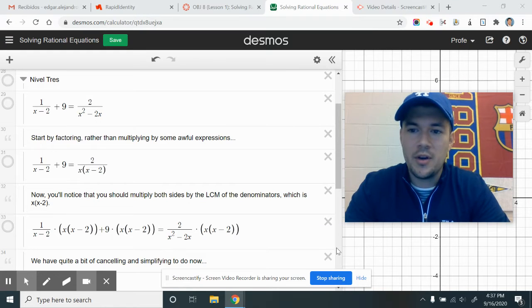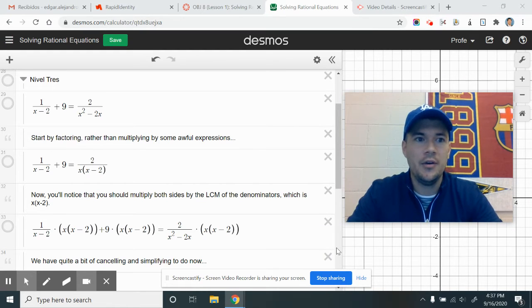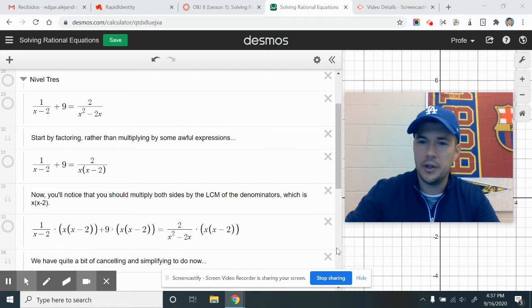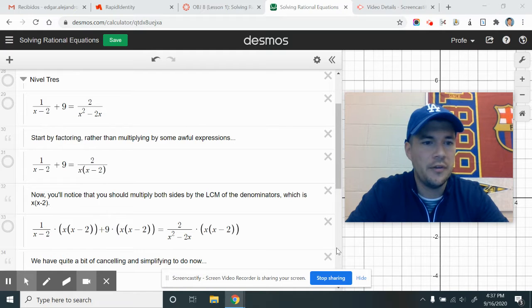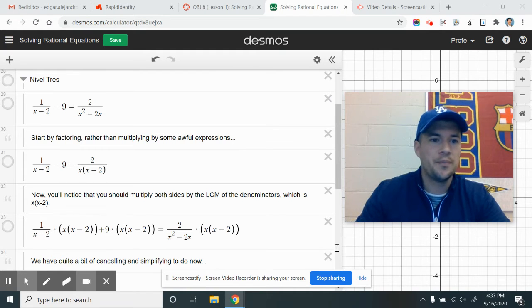And now for some more complex rational equations, more advanced ones, okay? So your practice is going to be on Delta Math for this. And here's the first example that I came across. So I've got 1 over x minus 2 plus 9 equals 2 over x squared minus 2x.